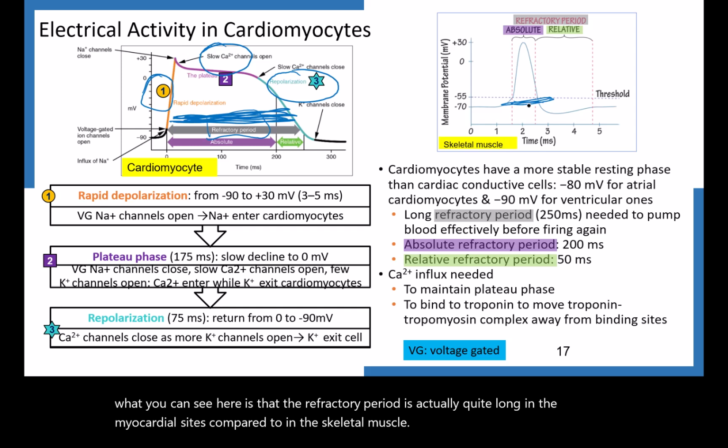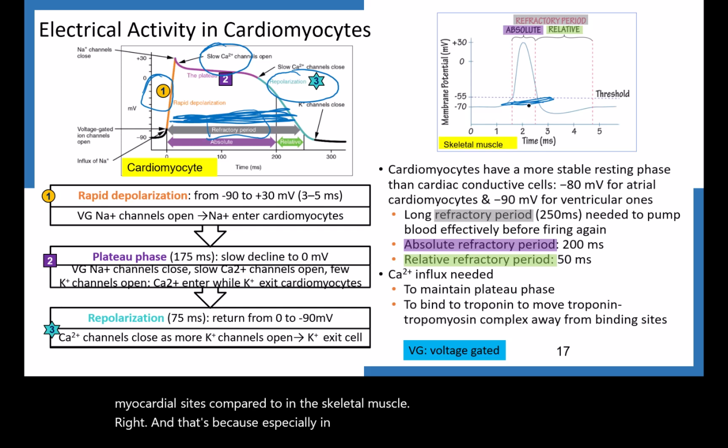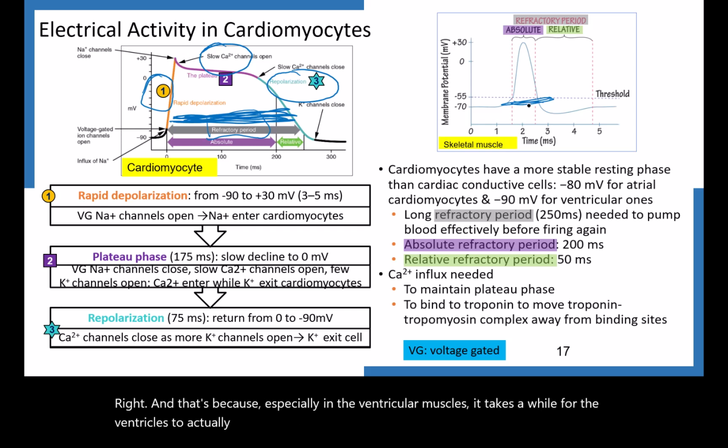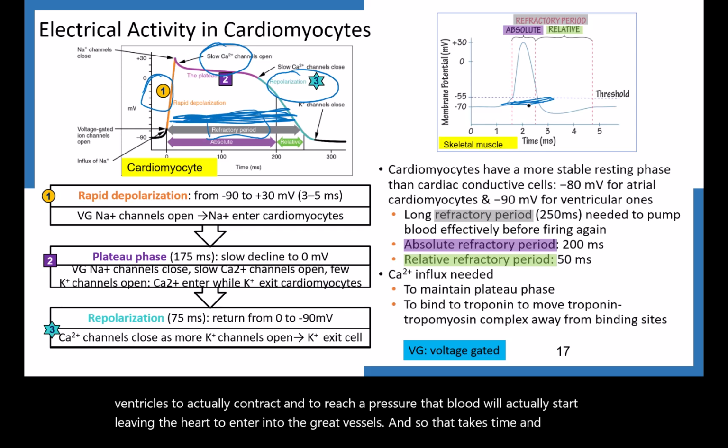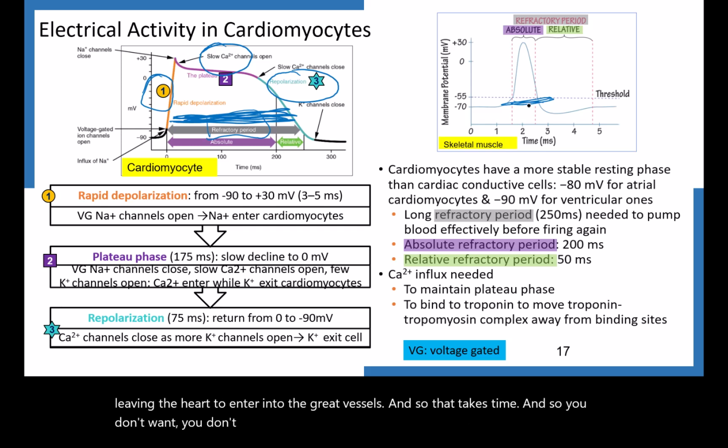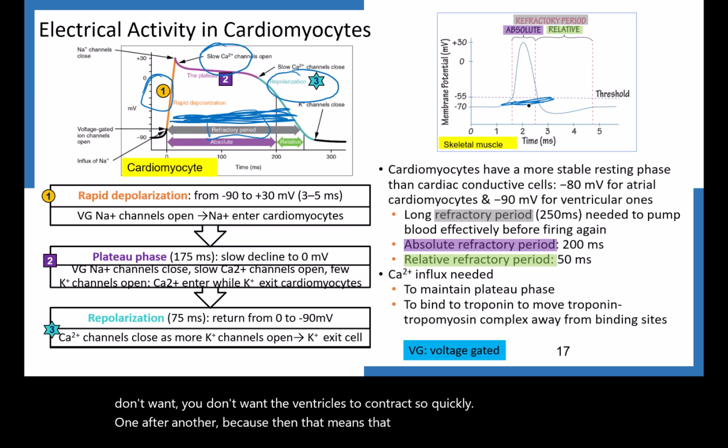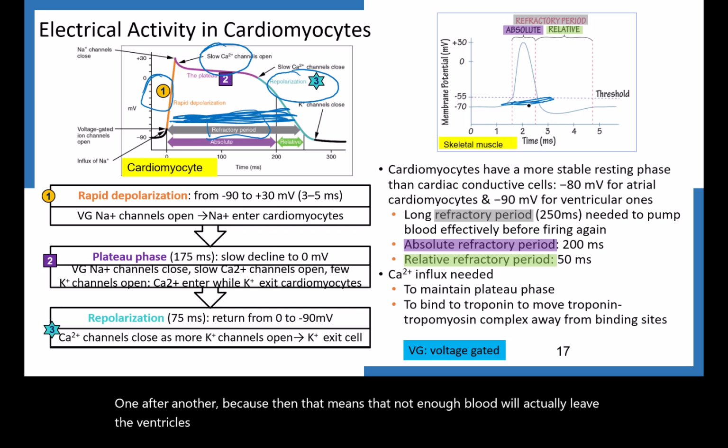And that's because, especially in the ventricular muscles, it takes a while for the ventricles to actually contract and to reach a pressure that blood will actually start leaving the heart to enter into the great vessels. And so that takes time. And so you don't want the ventricles to contract so quickly, one after another, because then that means that not enough blood will actually leave the ventricles. So you want a nice slow ventricular contraction in order to allow blood to actually leave the ventricles.